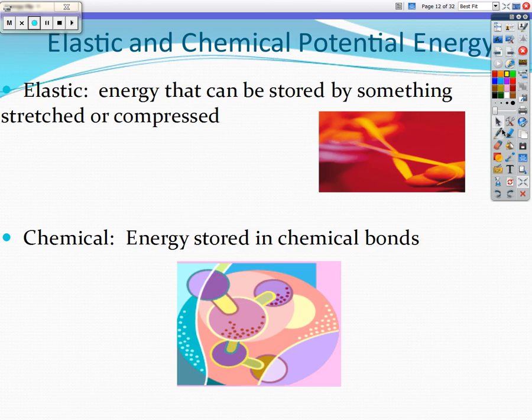Okay, elastic and chemical potential energy. You need to copy them both. Elastic energy is energy that can be stored by something that is stretched or compressed, like a rubber band or a bouncy ball, a spring. All of those are elastic energy. Chemical energy is the energy that is stored in chemical bonds, like food. When you eat your food, until it breaks down in your body, that's potential energy.